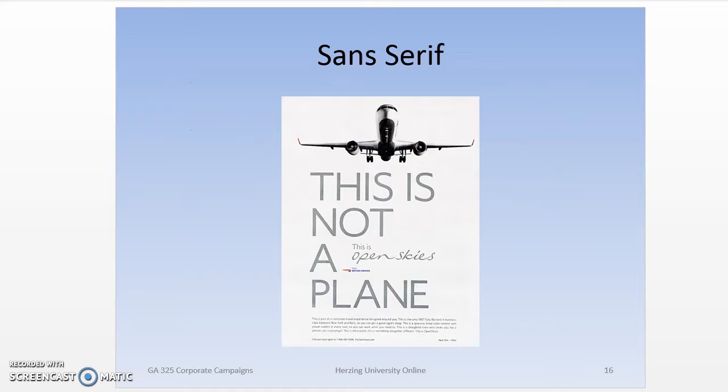Sans serif. This is an example of a poster that uses sans serif for its bold display font. Headlines or titles are often done in sans serif to increase instant recognition, while serif font, with the little elegant extensions on the letters, is used for the small type, as you can see at the very bottom of this ad, that's in more of a paragraph type of form.